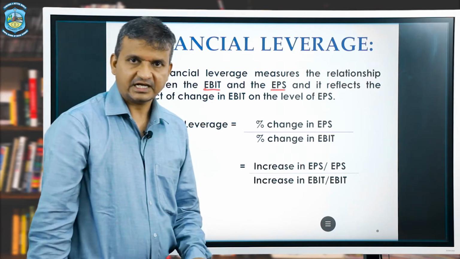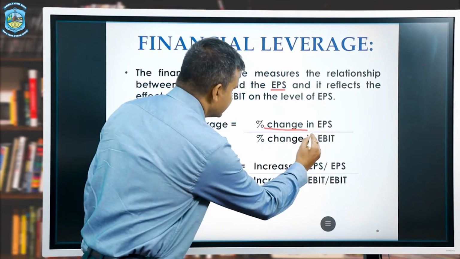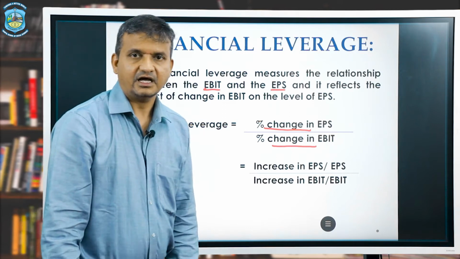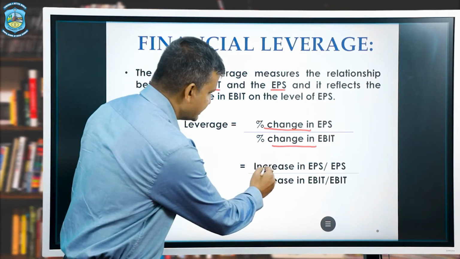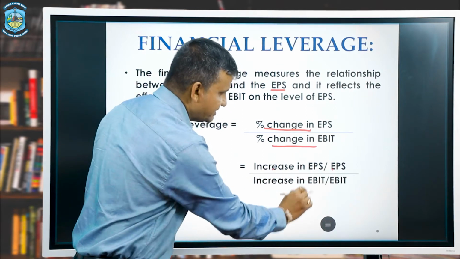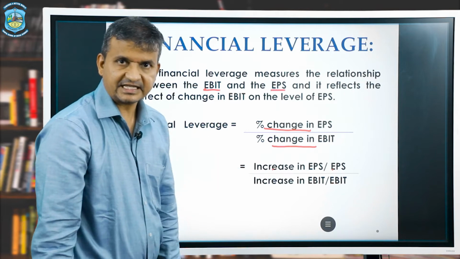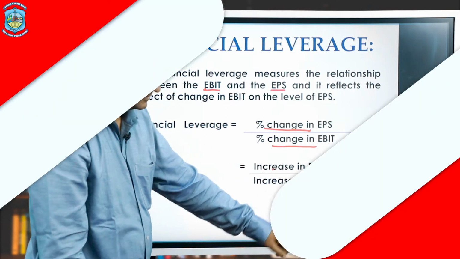So how do we define financial leverage? The formula for financial leverage is percentage change in EPS divided by percentage change in EBIT. And how do we calculate the percentage change in EPS? It is calculated by increase in EPS divided by EPS. And how do we calculate percentage change in EBIT? It is calculated as increase in EBIT divided by EBIT.